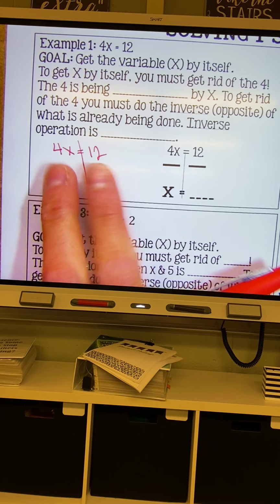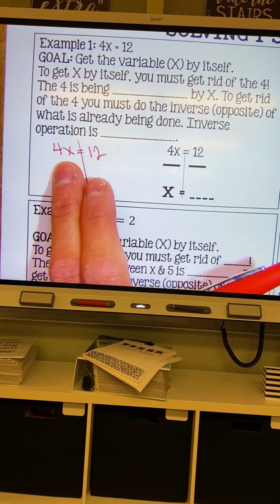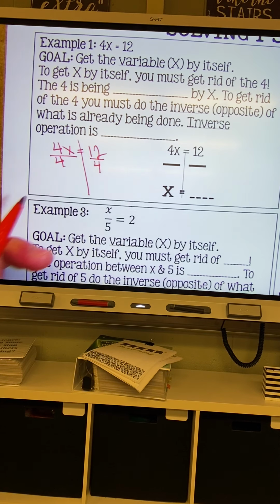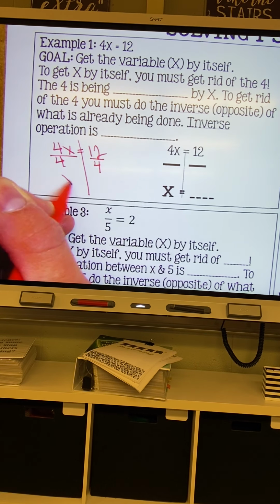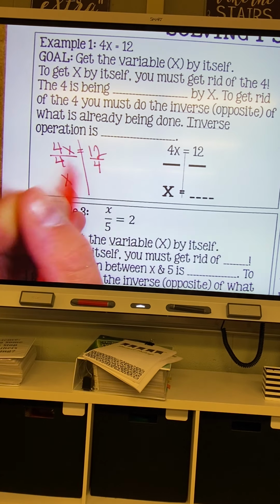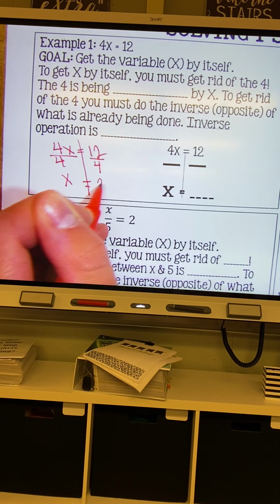Since it's 4x, that means they're hugged up next to each other. When they're hugged up like that, that means multiplication. You want to do the inverse, so you want to do the opposite. The opposite of multiplication is division. So I'm going to divide by 4 on both sides. 4 divided by 4 just leaves me with my 1x. You don't have to put the 1 in front unless you want to. And 12 divided by 4 gives me 3.